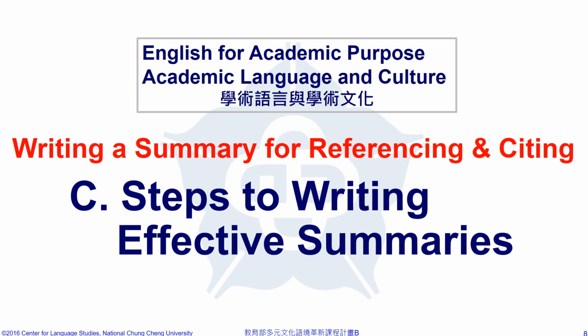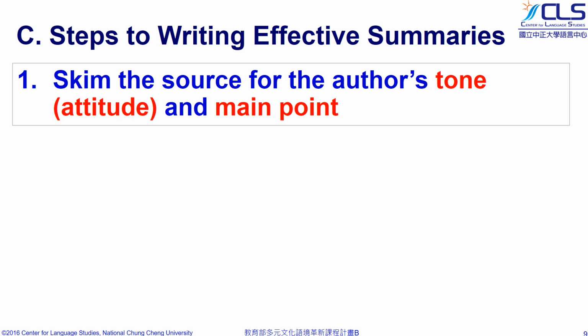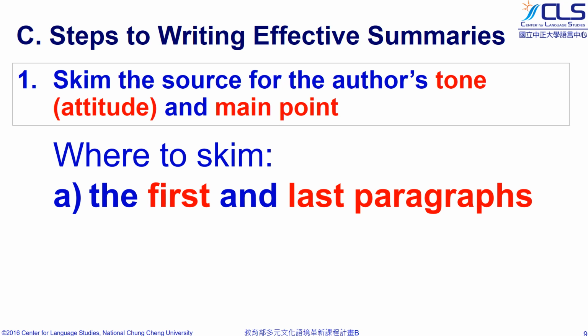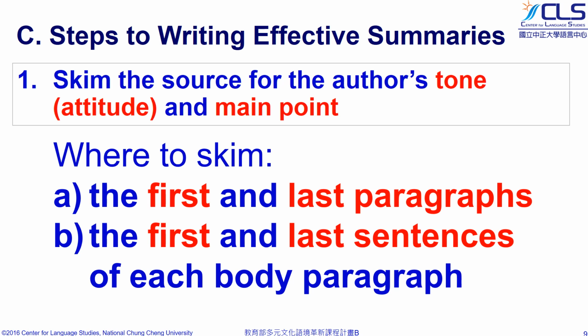With the rules in mind, now let's go through the steps to writing effective summaries. The first step is skimming the source for the author's tone or attitude and main point. When we skim, we read the first and last paragraphs, as well as the first and last sentences of each body paragraph, because these are often the places where the author expresses his or her tone and main point.